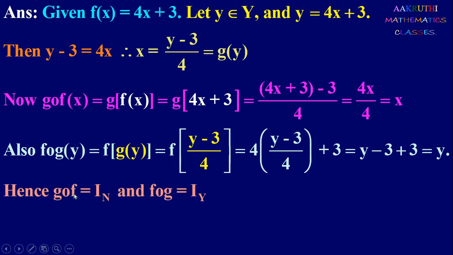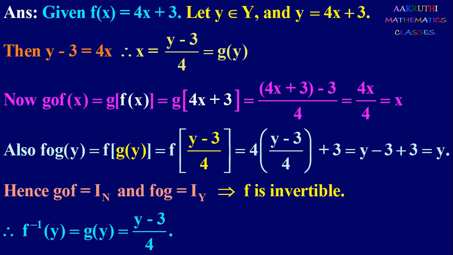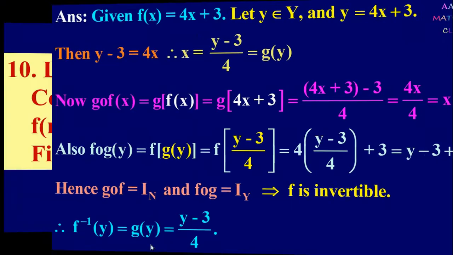So here g composite f is the identity on N and f composite g is the identity on Y. Both g composite f and f composite g are identity functions. Therefore, f is invertible. So here f is invertible and f inverse of y is g of y, and g of y is y minus 3 divided by 4. So the inverse of the function is y minus 3 divided by 4.